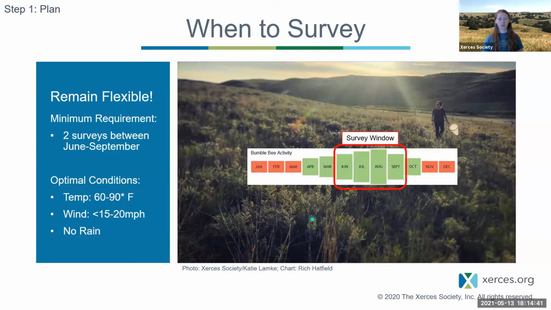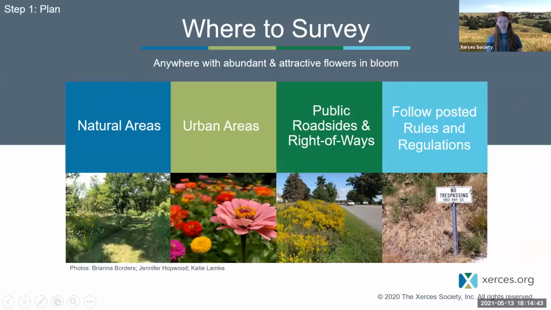When it comes to choosing a survey area, pretty much anywhere that's public or you have permission to be that has abundant blooming resources is a really good place to go survey for bumblebees. It can be natural areas. Sometimes urban areas have really nice patches of blooms. It can be on public roadsides or right-of-ways. But again, make sure you're following any posted rules and regulations here.